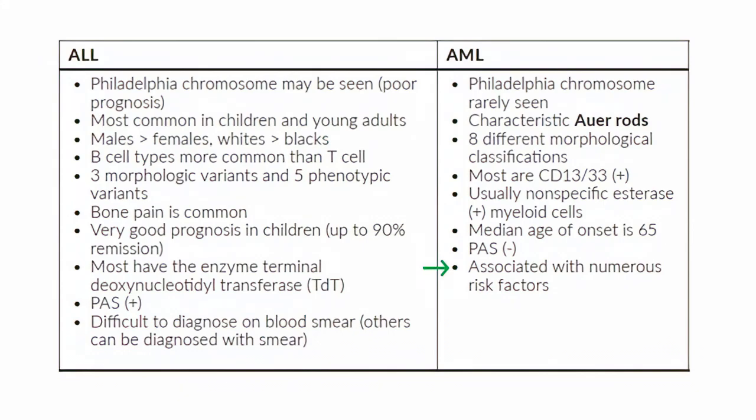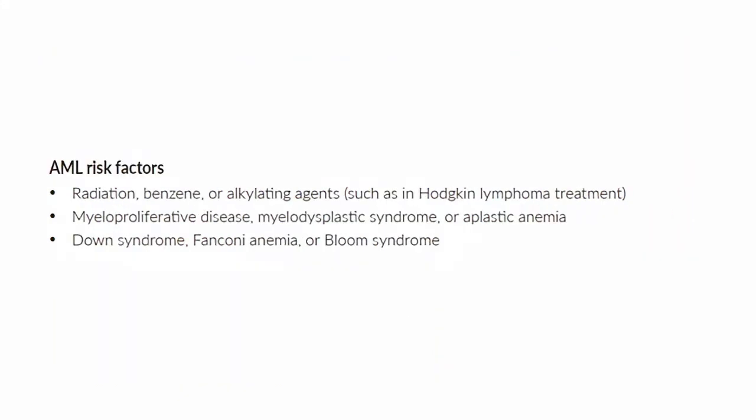And then AML is associated with numerous risk factors, which are listed in the next question. These are a lot of the same risk factors that we saw with aplastic anemia. Radiation is a big one, benzene, alkylating agents, and myelodysplastic syndromes. I'm not going to read all these to you, be aware of them. And also, you'll notice that Down syndrome is there again.